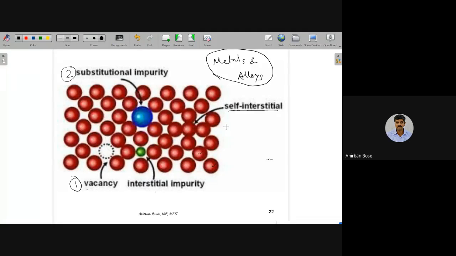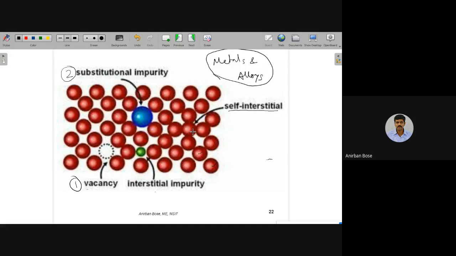Self-interstitial imperfection is another kind of point defect observed in metals and alloys. You can see in the interstitial void space, the same atom of the parent atom is trying to occupy that place. So definitely this is a kind of imperfection, because a regular pattern will break if an atom goes into the interstitial void space, and a lot of strain energy will be developed, because the void space is very small.